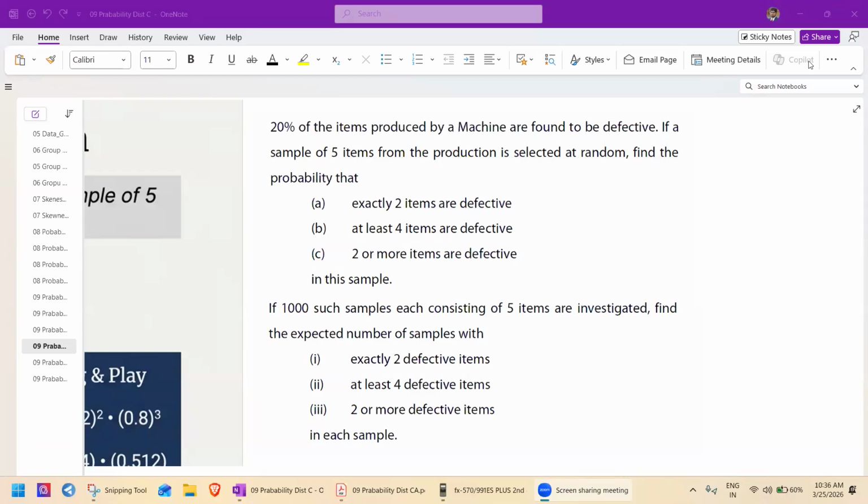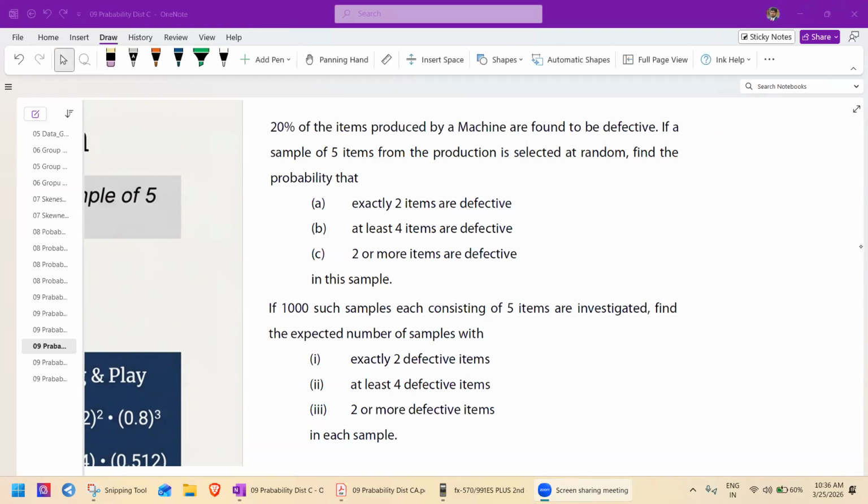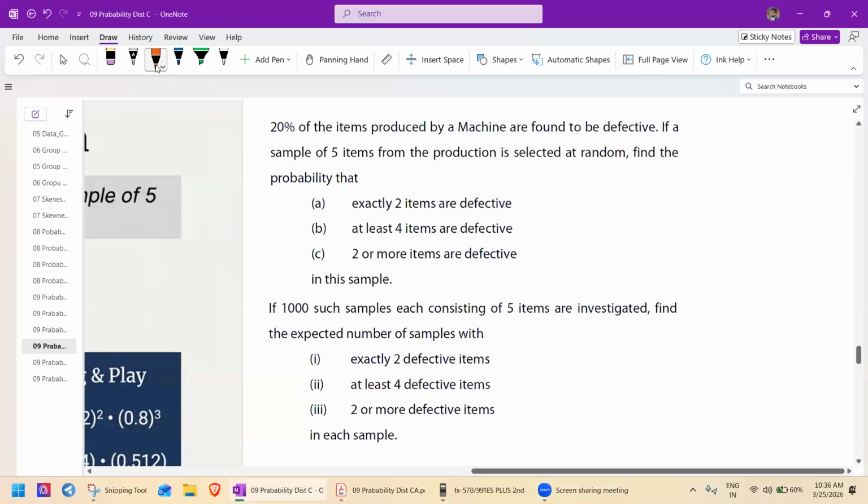So this is an example. 20% of the items produced by a machine are found to be defective. So we are considering a defective. If a sample of 5 items from a production is selected at random, find the probability that out of 5, exactly 2 items are defective.